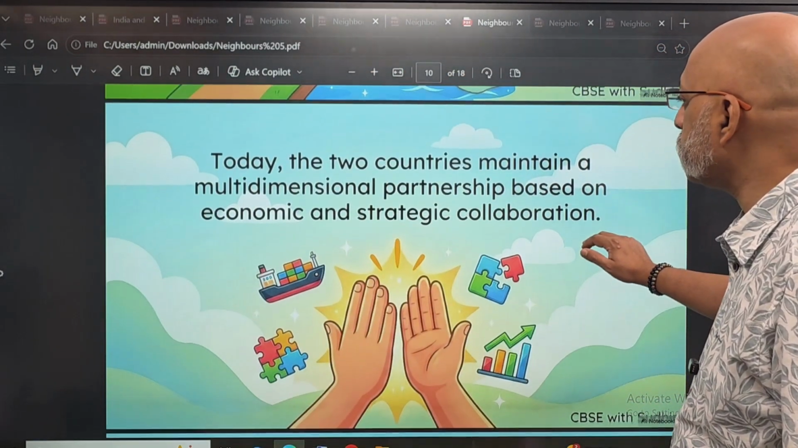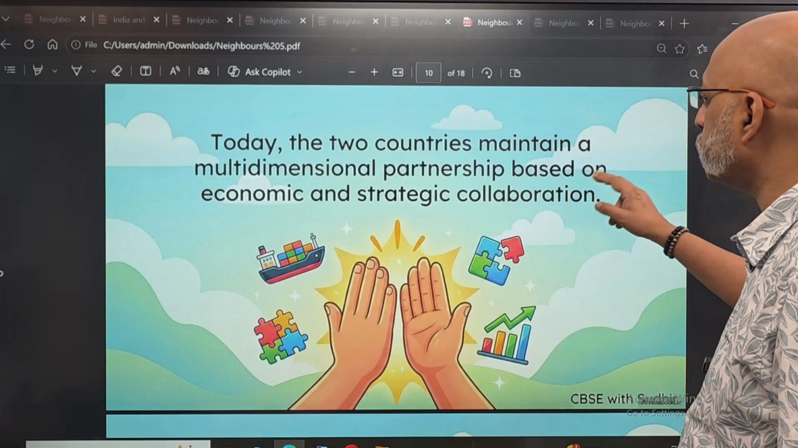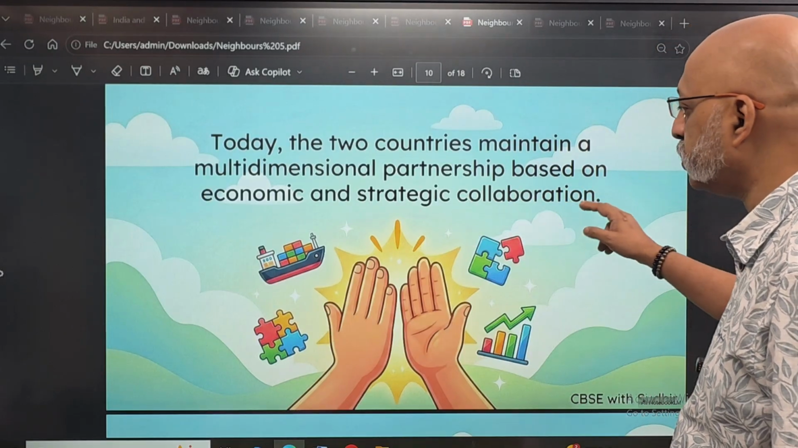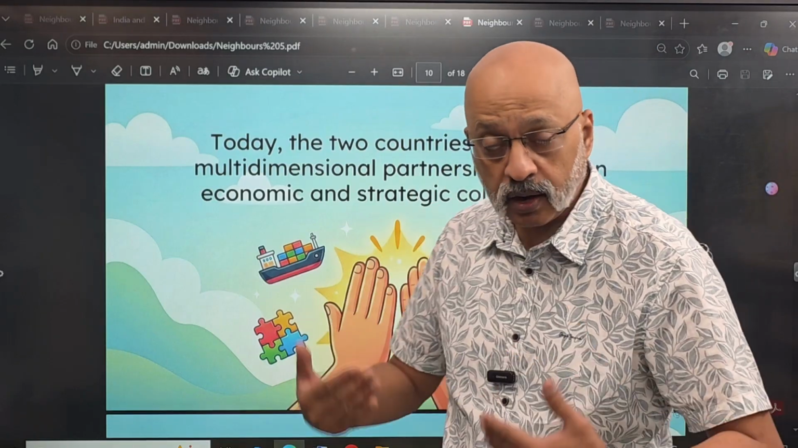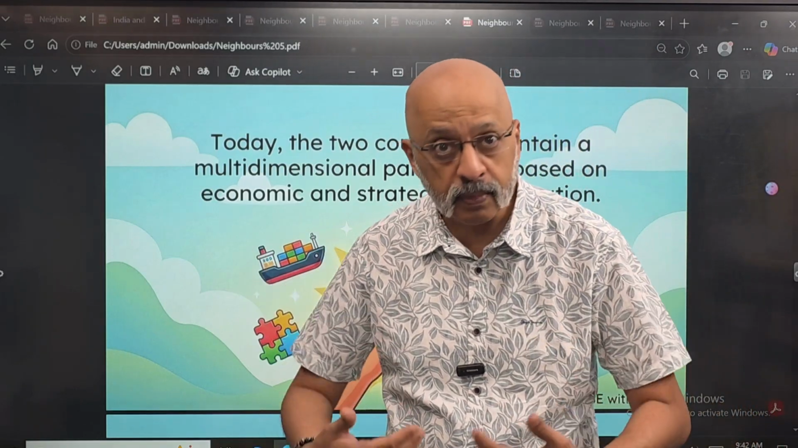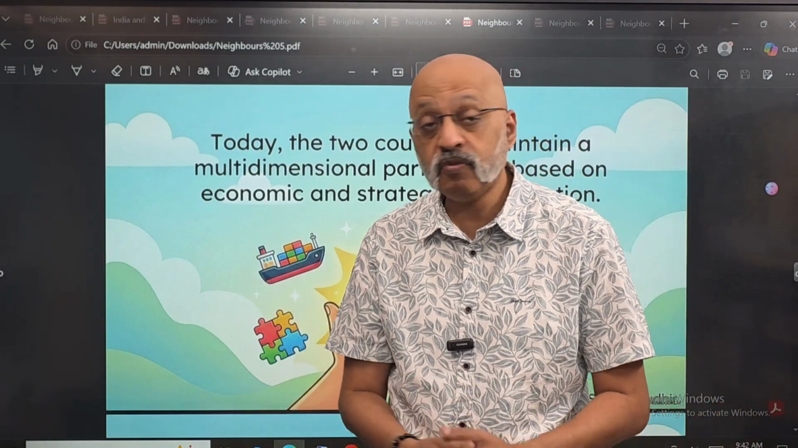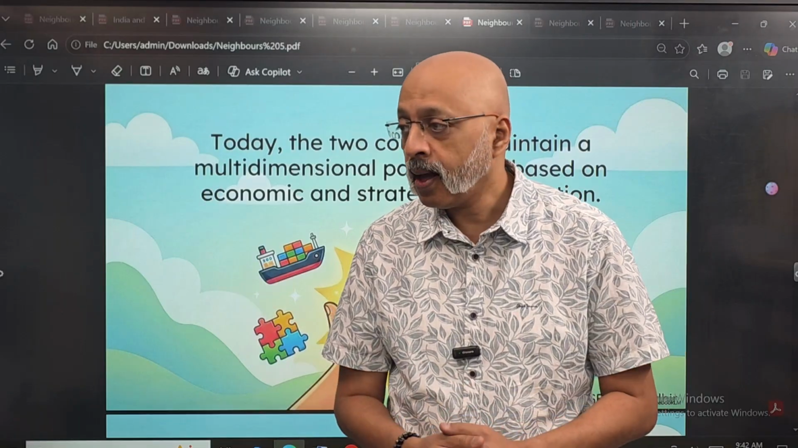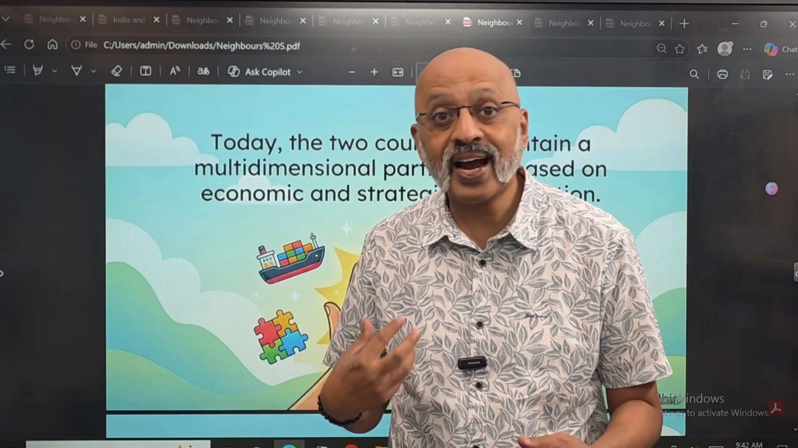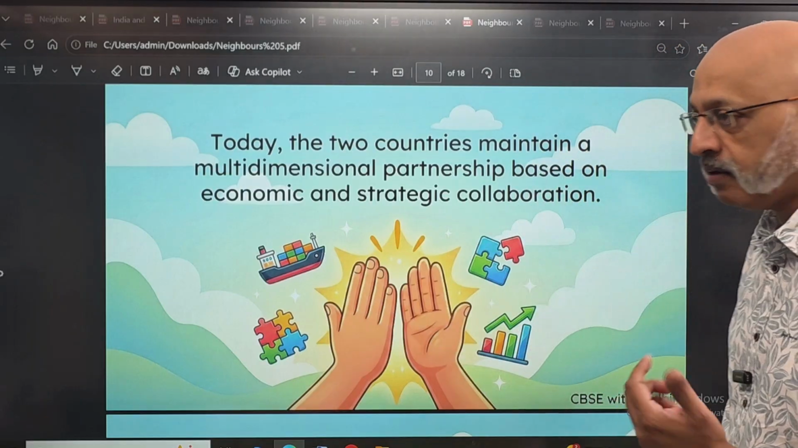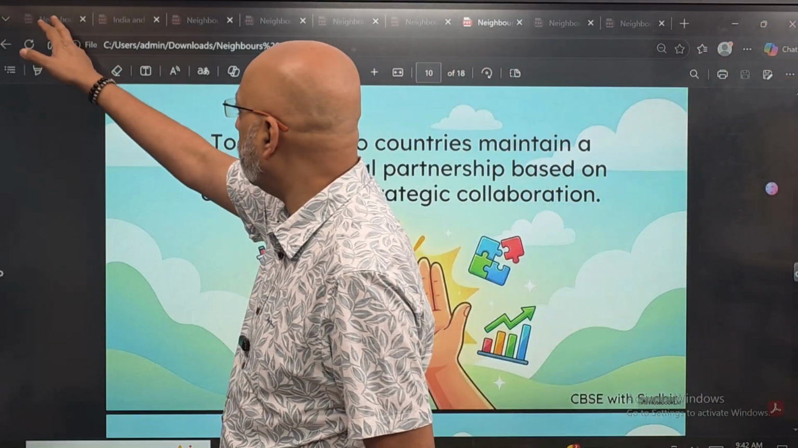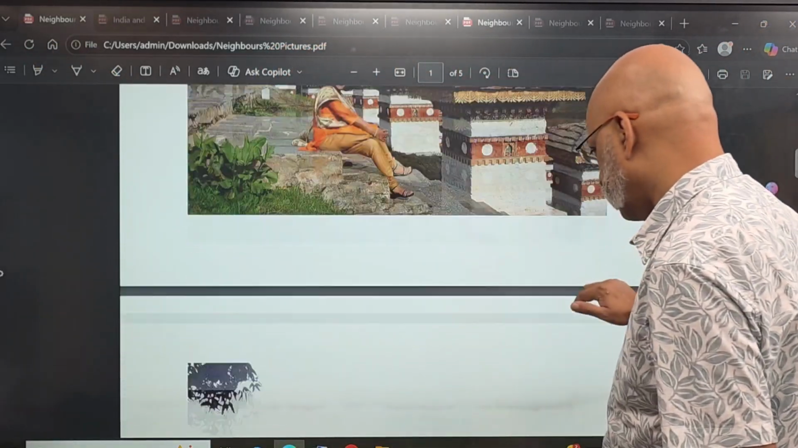Today, the two countries maintain a multi-dimensional partnership based on economic and strategic collaboration. So you have the stories from the Ramayana where Lord Rama went to Lanka by building the Ram Setu, right, with the help of the Vanar Sena. And now you have this kind of trade which is taking place between India and Sri Lanka. In fact, that reminds me, for example, I'll show you.